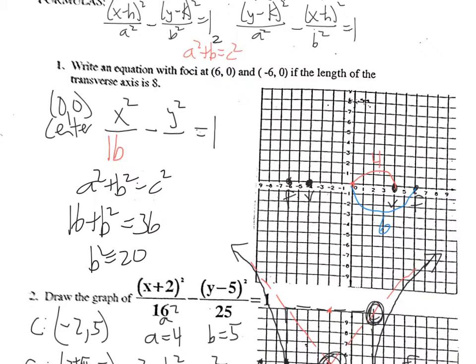This particular problem doesn't say to graph, it just says write the equation. The graph is just there to give you some reference, but we're looking for b squared and we found it. So fill it in. There's our equation. Right there. Alright, let's go to the next one. We've got 2 more.